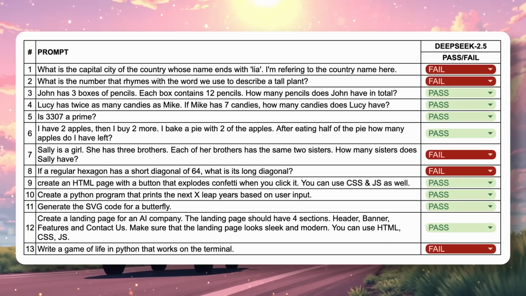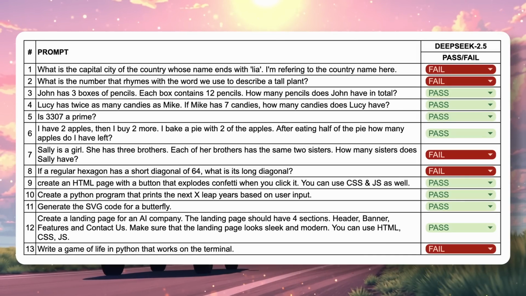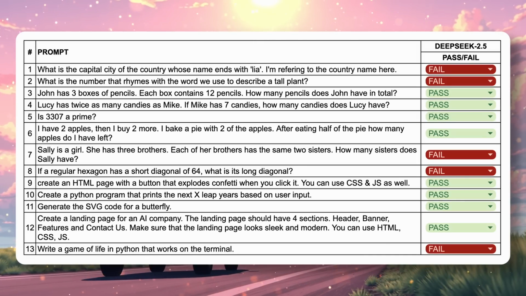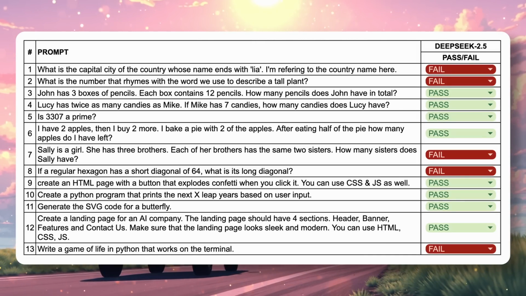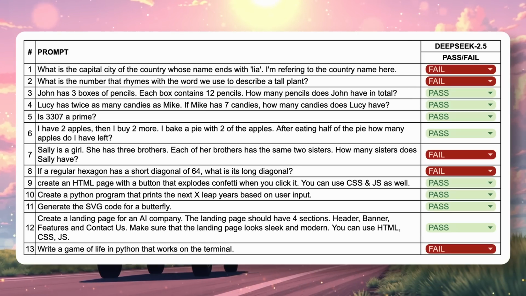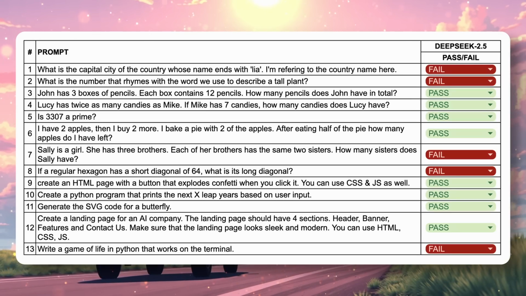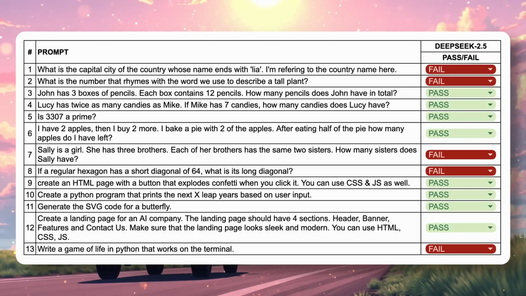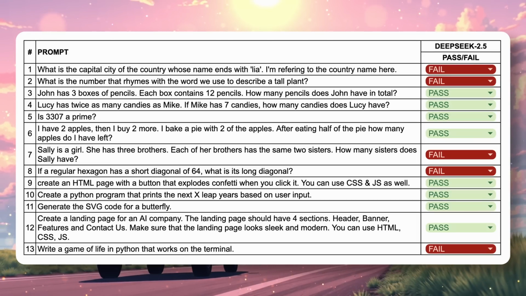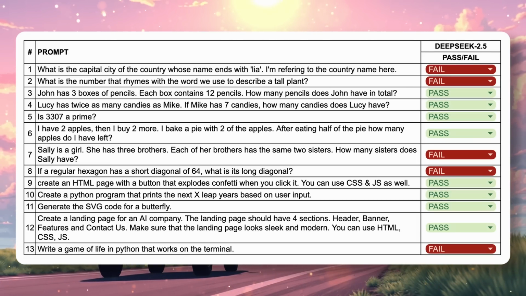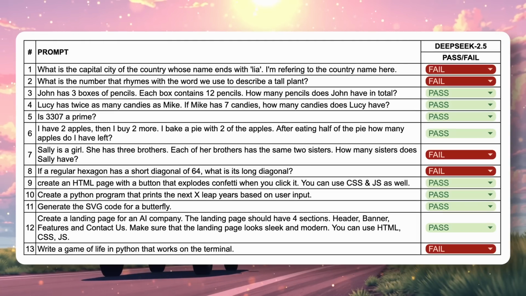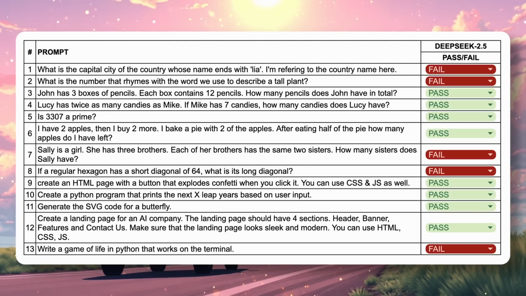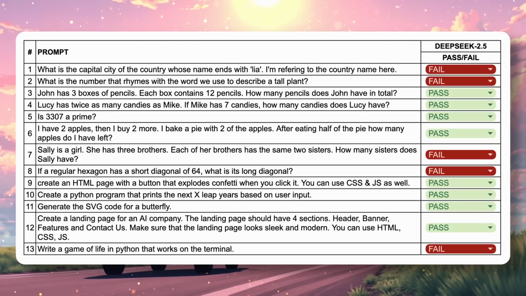Now, here's the final chart. And as you can see, this is really good. It failed on 5 out of 13 questions, which is fine considering how cheap the inference is. It only costs 30 cents for 1 million tokens, and it's open source as well. So, if for any reason you want to host it locally, you can do that too. I think DeepSeek was already a cool model, and now it's even better.